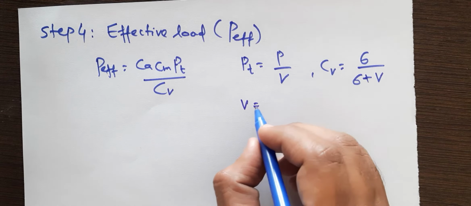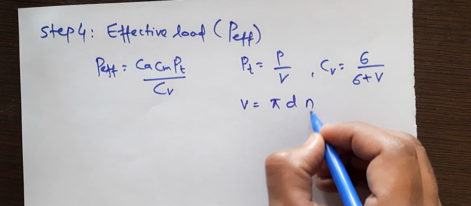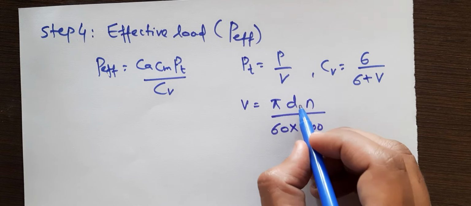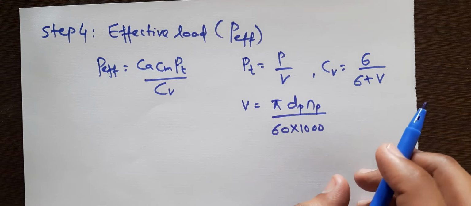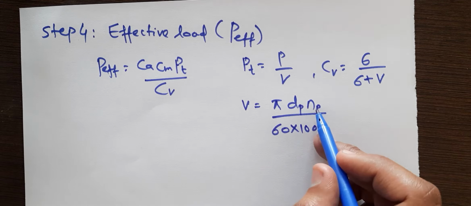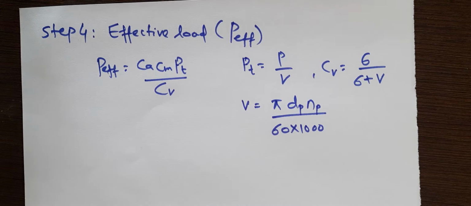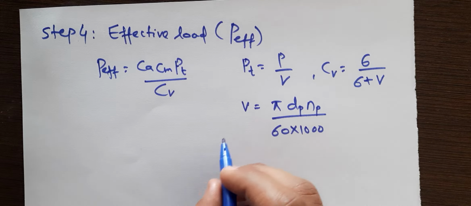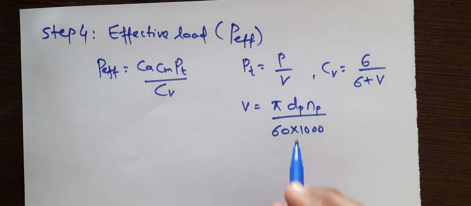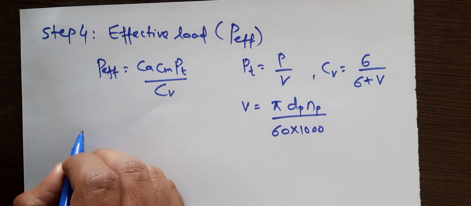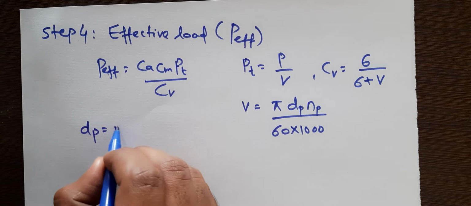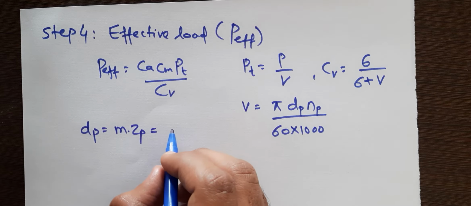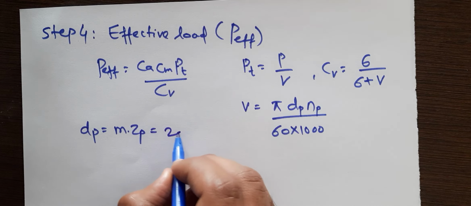You will get velocity as pi dn divided by 60 into 1000. Now here you can take pi dp np, or you can go for pi dg ng. So here what you need is dp and np. To calculate dp we need module as well as number of teeth. So dp is equal to m into zp. Now here m we don't know, zp we have, zp is 20. So you can write here dp is 20 m.